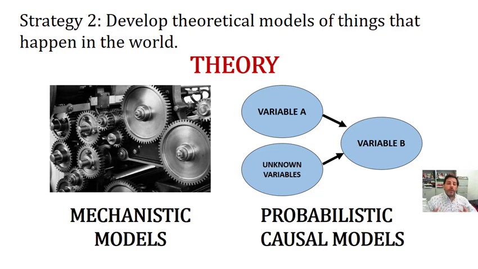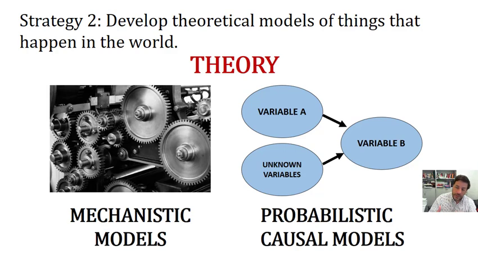But a lot of the models that we develop in science, and a lot of them in psychology, are probabilistic causal models. So we don't have all the understanding of how, for example, the structure of the mind works. But we can see, if we change the values of one variable, what effect that would have on another variable.